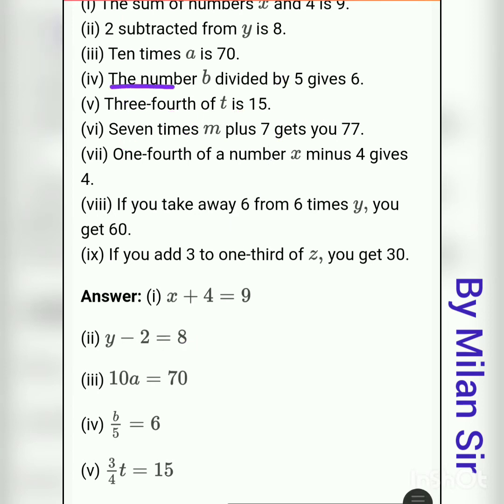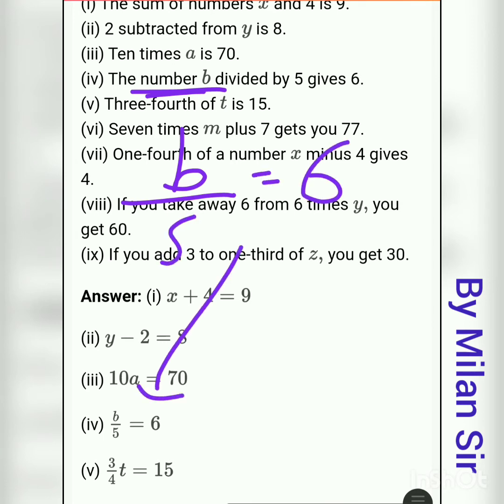Fourth, the number b divided by 5 gives 6, that means the answer is 6. So b by 5 is equal to 6. Again, number b divided by 5 gives answer 6. So b by 5 is equal to 6.